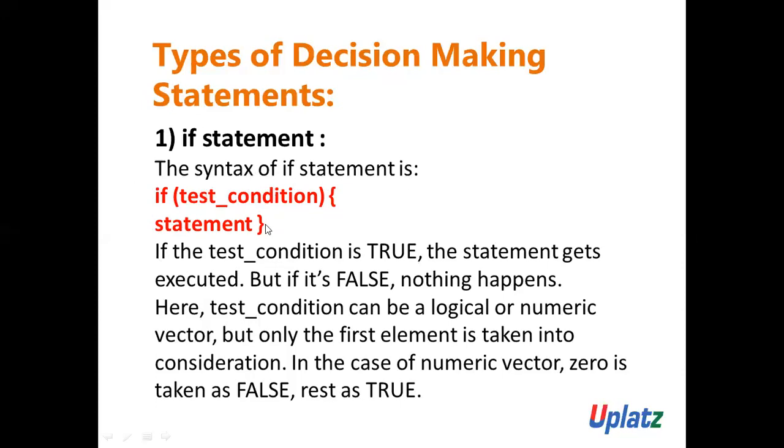If it is true, the statement is going to be executed. If it is false, the statement is not going to be executed. In the case of this one, inside the if you can also pass a numerical vector or logical vector. But in that situation, only the first element of the vector is taken into consideration for the condition to be evaluated. Now let me show you an example of the if statement.